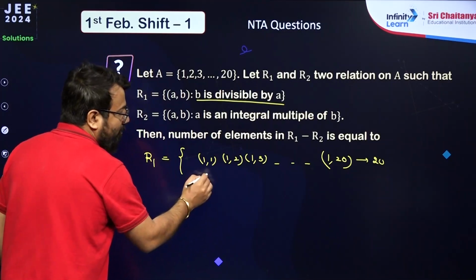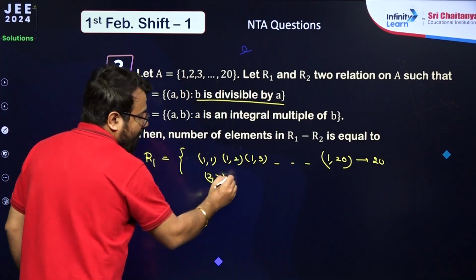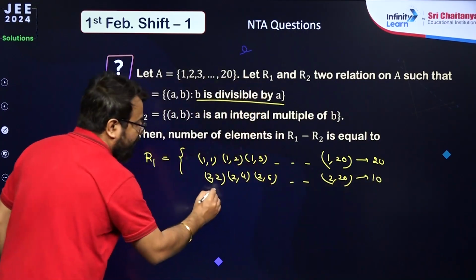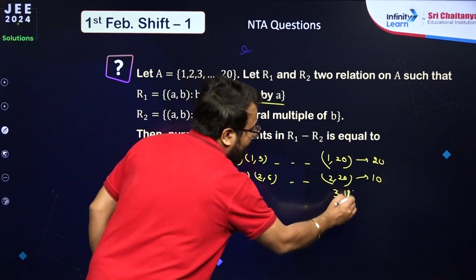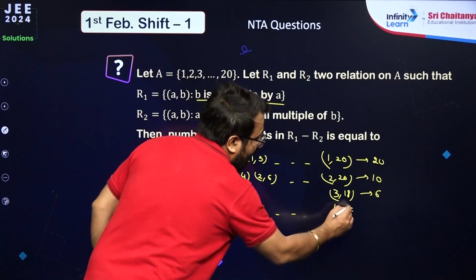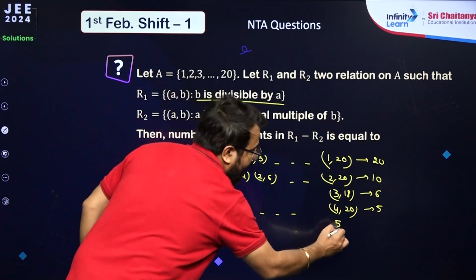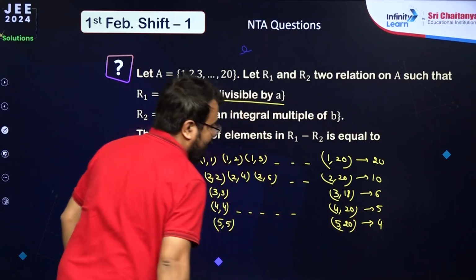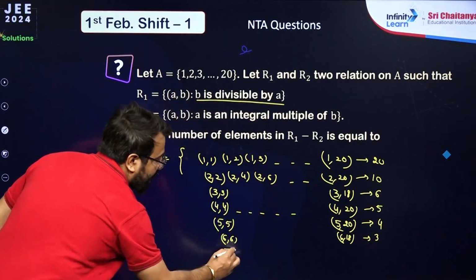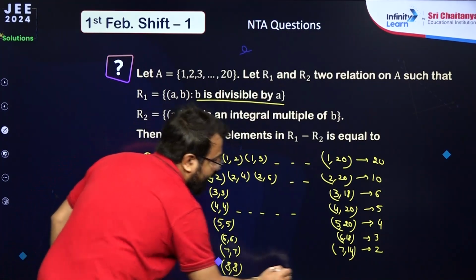Okay, then if I talk about 2 comma 1, that is not possible because 1 is not divisible by 2. So 2 comma 2 it will start from, then 2 comma 4, then 2 comma 6, and ultimately 2 comma 20. So this is 10. In the row of 3 it will start from 3 comma 3 and go up till 3 comma 18, that is 6. In the row of 4 it will be 4 comma 4 and it will end at 4 comma 20, that is 5. In the row of 5, 5 comma 5 and it will end at 5 comma 20. So here we have 4. Then in the row of 6, 6 comma 6 to 6 comma 18, then it will be 3 elements. In the row of 7, 7 comma 7 to 7 comma 14, and in the row of 8 it is 8 comma 8 to 8 comma 16.